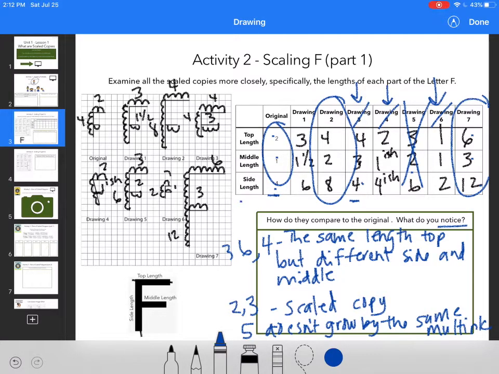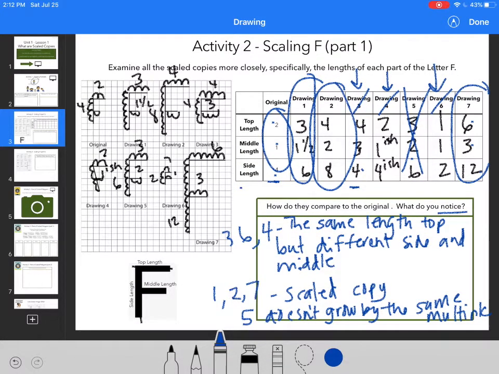Okay, then I want to look at drawing number 1. So I have to think, what did they multiply it by? They multiplied it by 1.5. So I would actually have to get out my calculator, because 1 times 1.5 would give me 1.5. So 2 times 1.5 is 3, and 4 times 1.5 is 6. So scale drawing 1 is a scaled copy as well. It's kind of a hidden one. I wrote the wrong number there. This should have said 7. So when I look at it, those are what I notice.